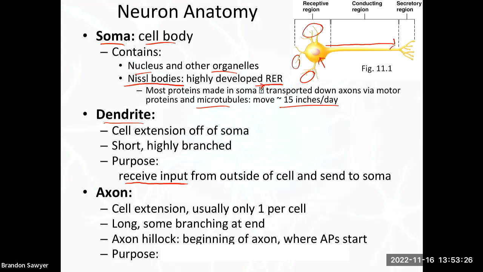And then the other side is the axon, right? So that's typically one very long cellular extension, only one per cell. Typically, we'll see some exceptions of that in a second. These are very long. Most of them branch at the end to some extent. We have a special region in the very beginning of it, right around this region, called the axon hillock. This is where our action potentials, APs, begin. And the purpose of the axon is to send signals away from the cell body, away from the soma, towards whatever target tissue that neuron is trying to communicate with.